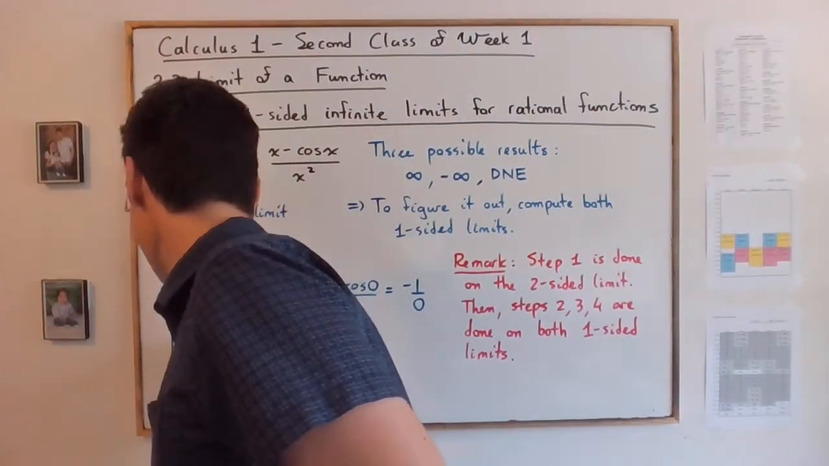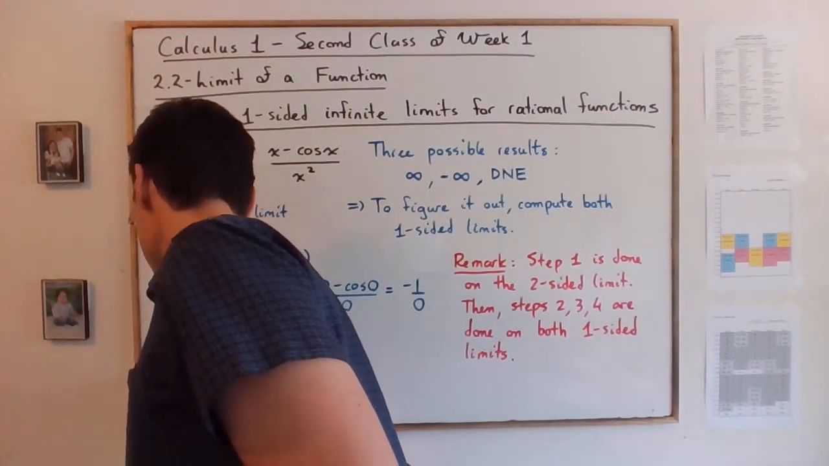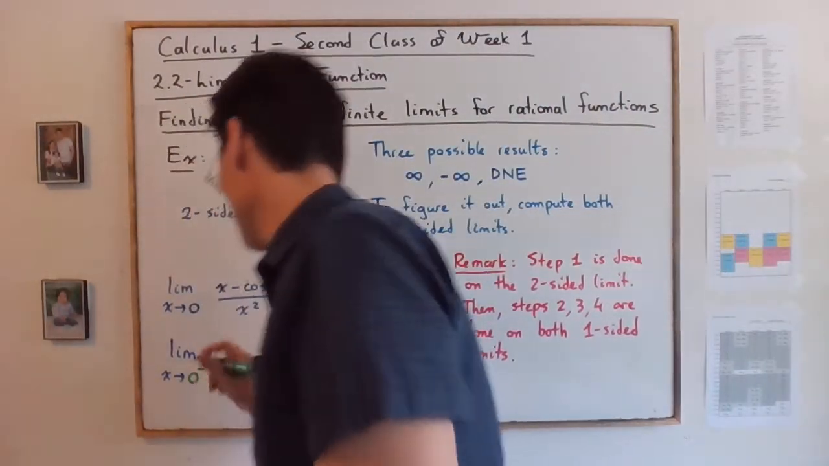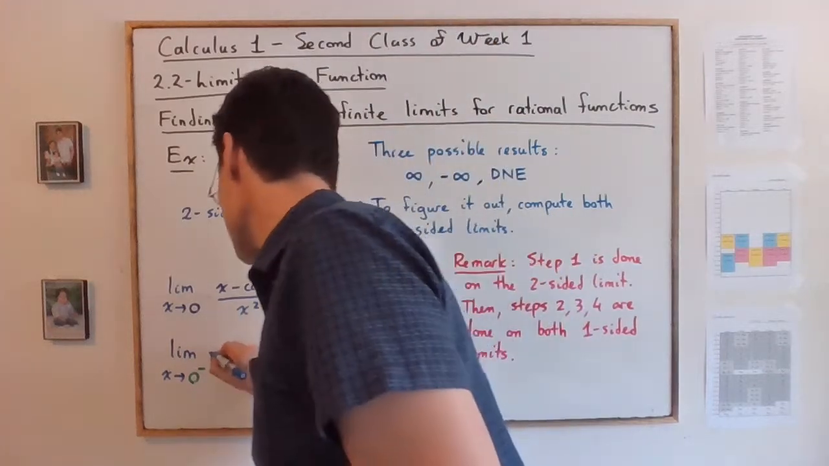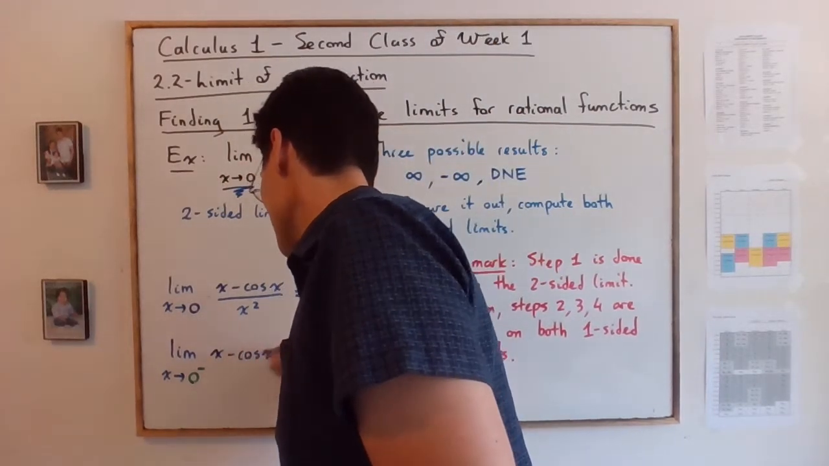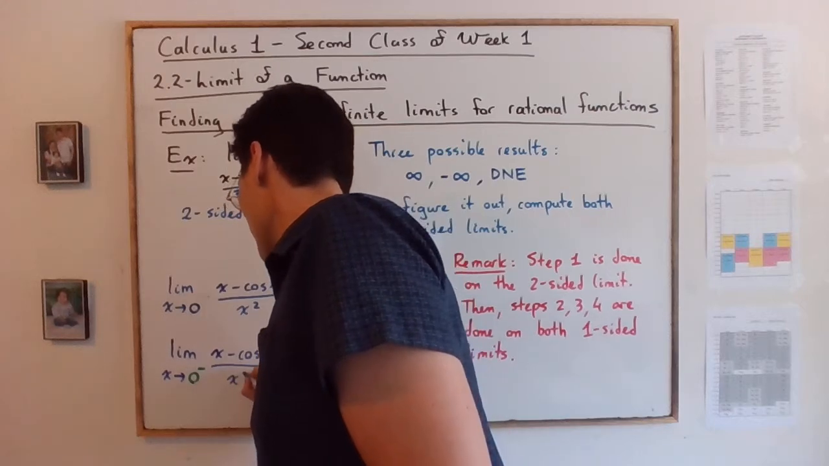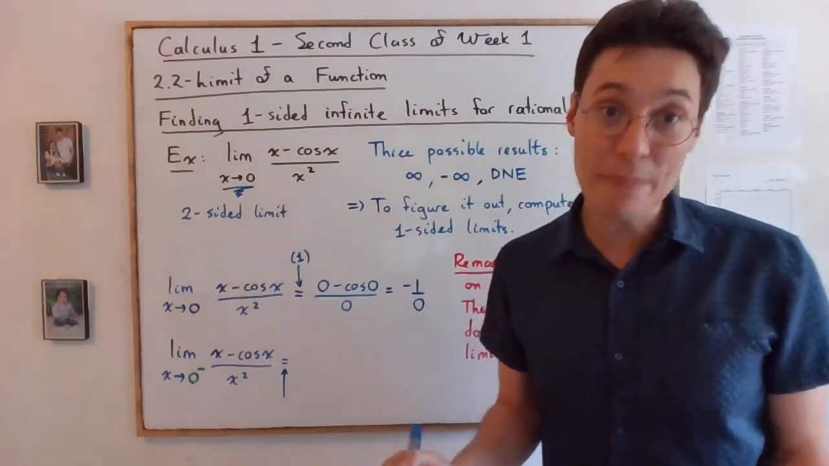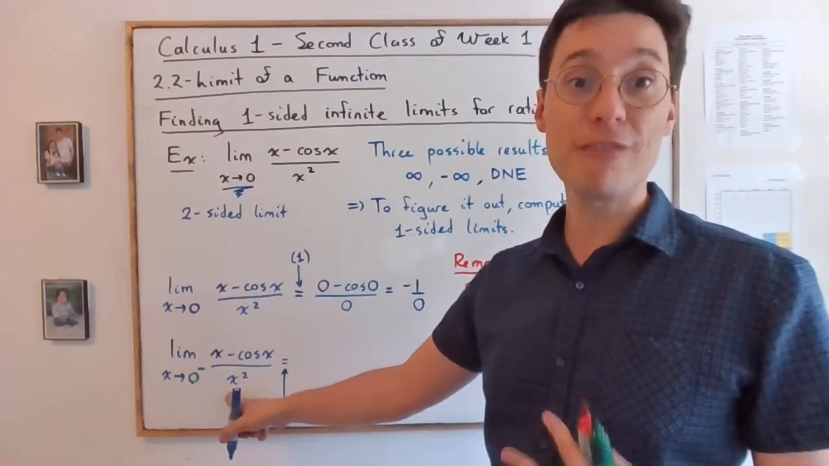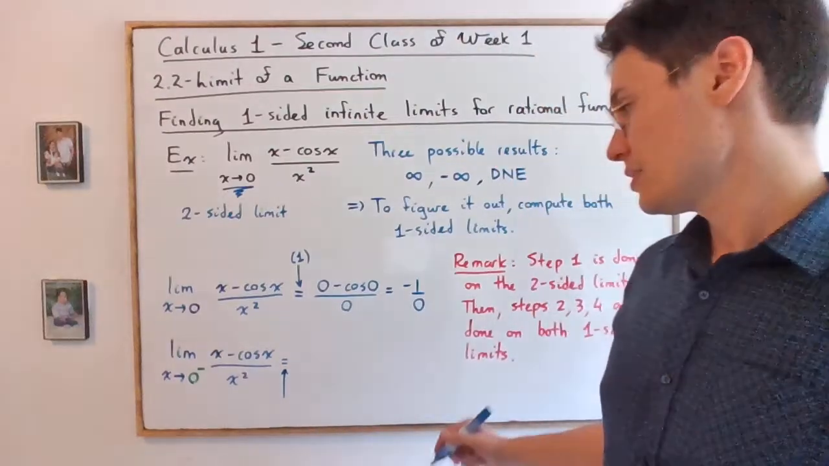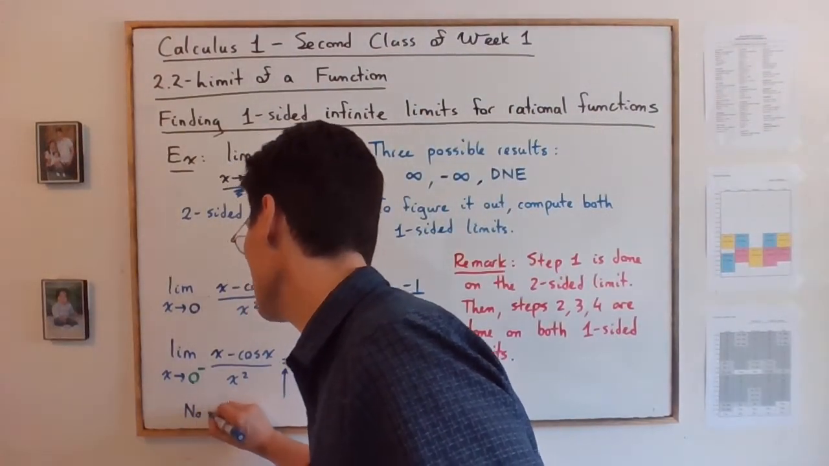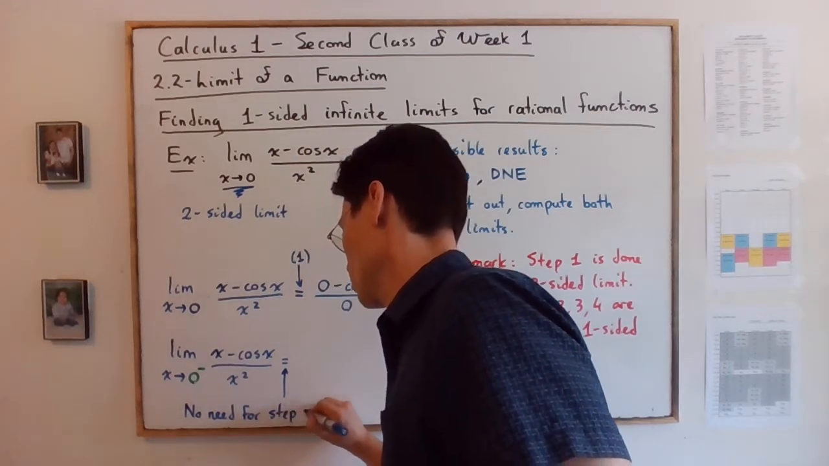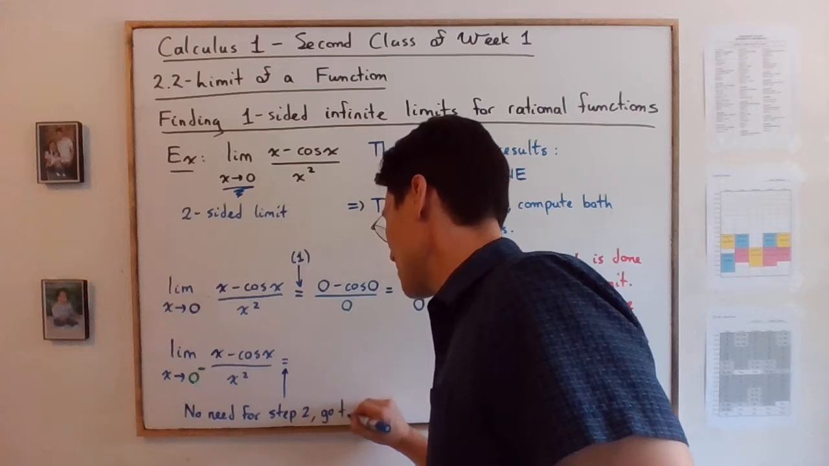So let's go. We have the limit as x is approaching 0 from below of x minus cosine of x over x squared. Now, I should mention here that there's no need to do step number 2 because this is already fully factored. So, no need for step 2. Go to step 3.